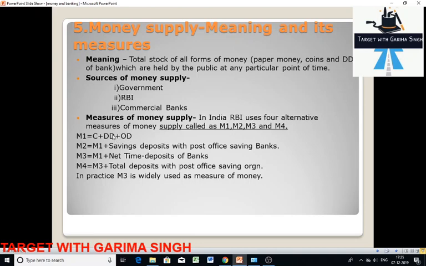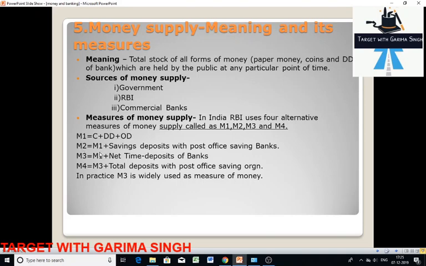So I've discussed M1. Saving account deposits are not included in DD because certain conditions are imposed on the amount of withdrawal and number of withdrawal. OD stands for other deposit with RBI, which includes demand deposit of public financial institution, demand deposit of foreign central banks and international financial institution like IMF, World Bank, etc.